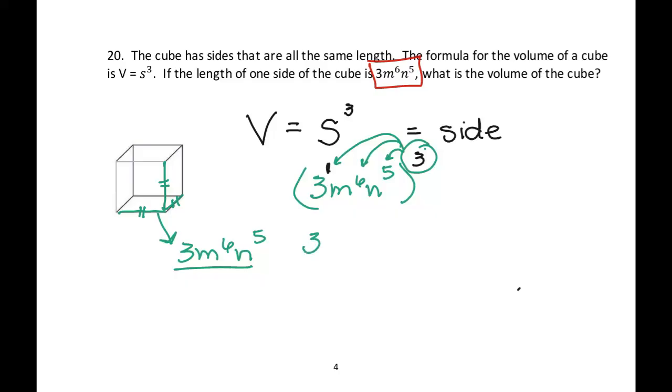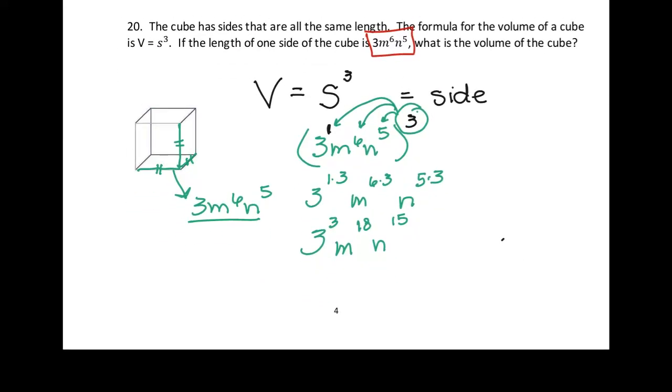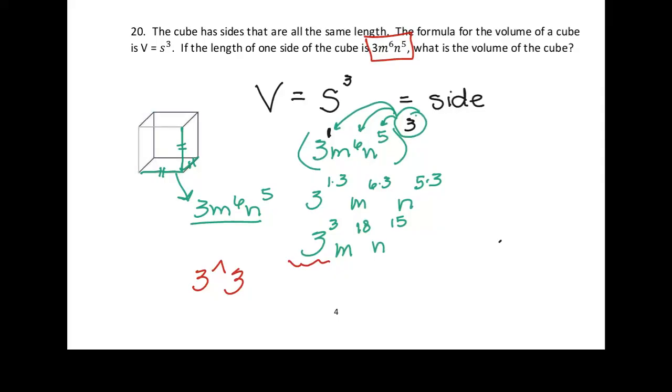So this is 3 to the 1 times 3 power, m to the 6 times 3 power, and n to the 5 times 3 power, which gives me 3 to the 3rd, m to the 18th, and n to the 15th. But wait, there's more, as they say in the commercials. You can simplify 3 to the 3rd power. And remember, you do that by doing 3 caret 3. What is 3 to the 3rd power? Yes. So the final answer is 27 m to the 18th, n to the 15th.